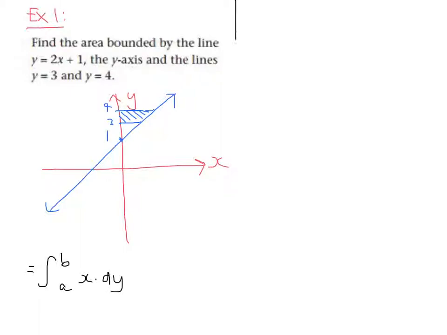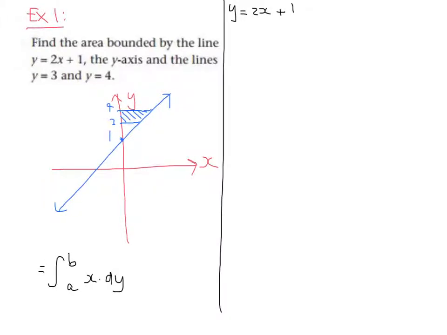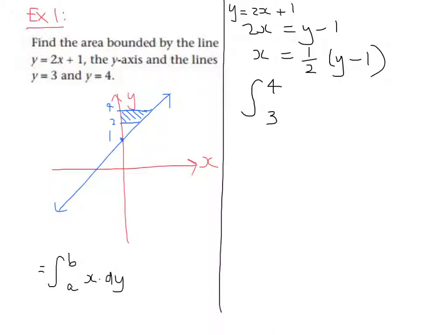At present we've got it in terms of y, and we need to change that. What we've got is y equals 2x plus 1. So 2x equals y minus 1, to get x by itself, and then we divide everything by 2. I'm going to put that as a half, y minus 1. So it's the integral from 4 to 3 of a half (y minus 1) dy.